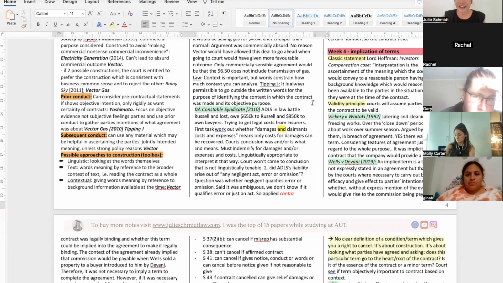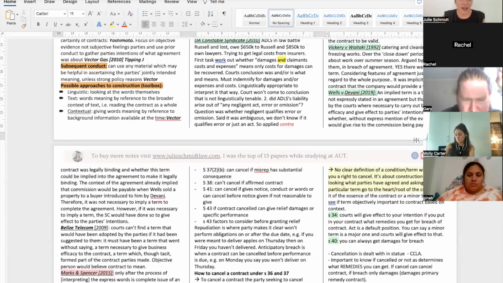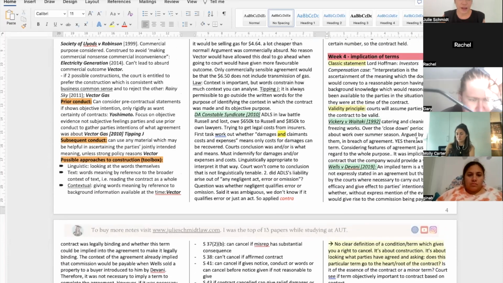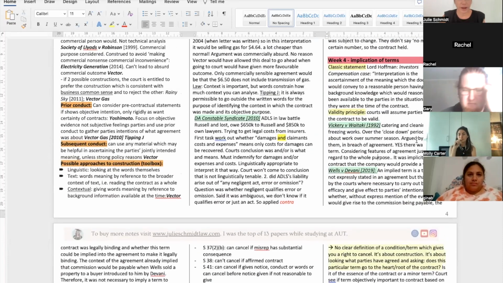Yes, so implication of terms. Again, we're thinking of the reasonable person. An implication of terms is if there is a contract between people and a term is so obvious it goes without saying, and it wasn't written down in the document or mentioned in the contract, it may still be a term. So it's the courts implying that that term existed.